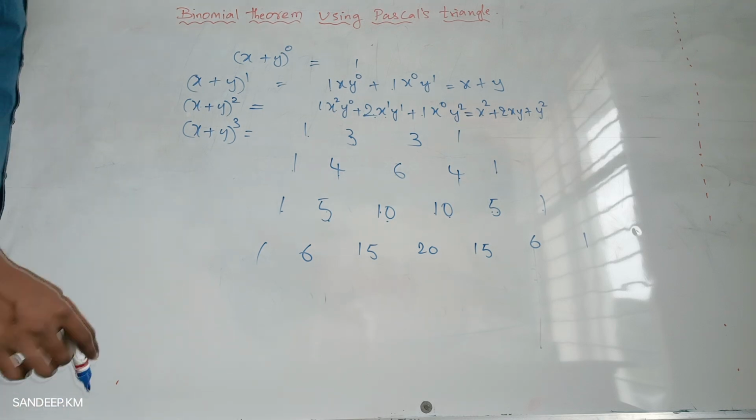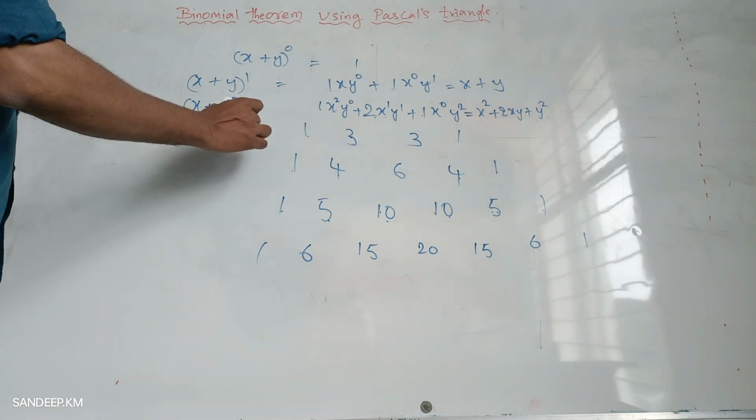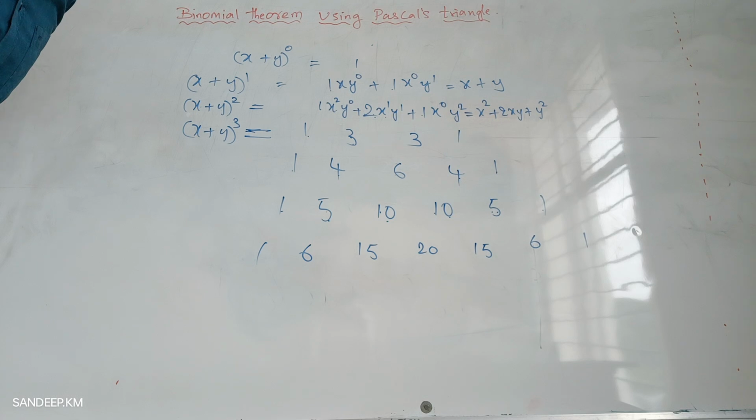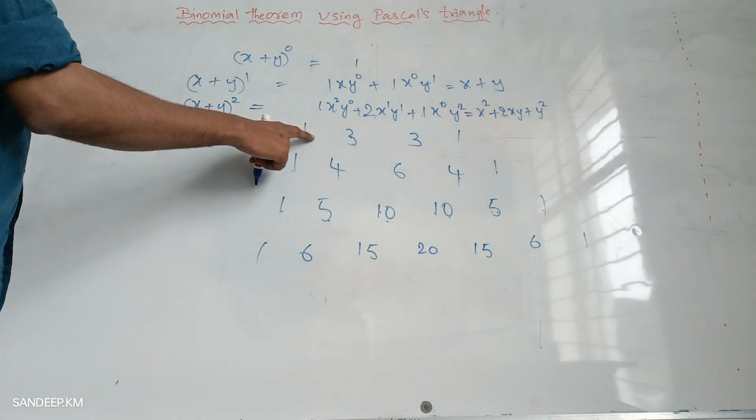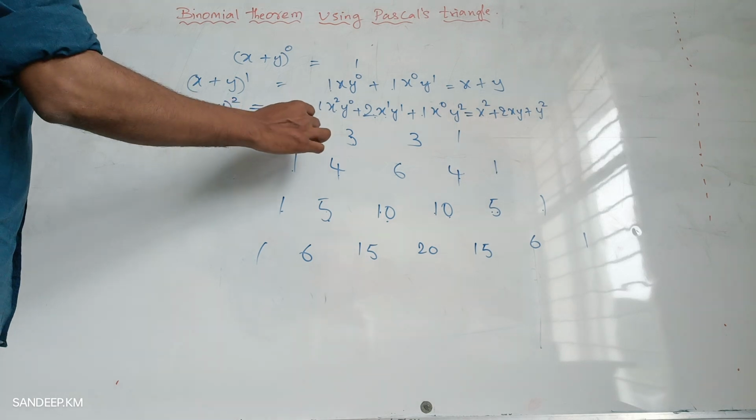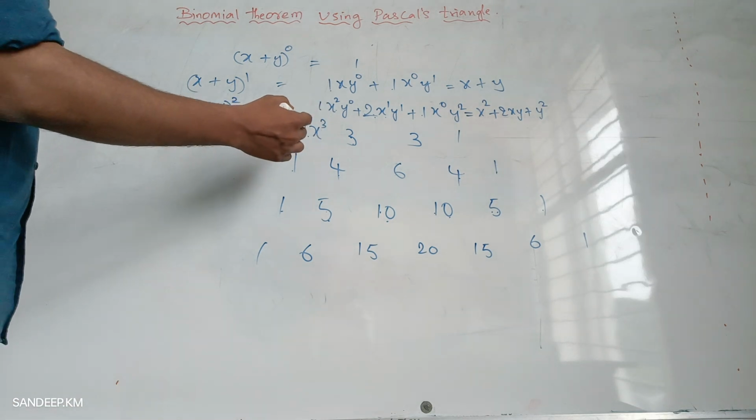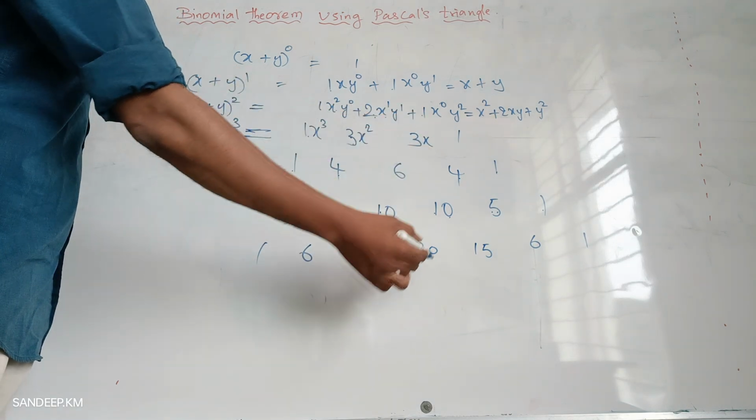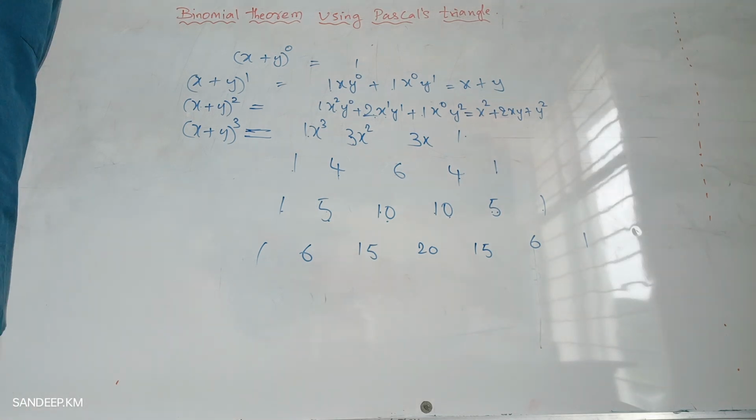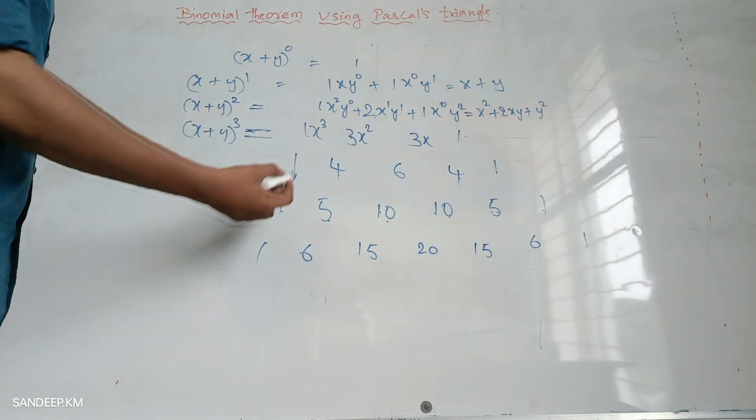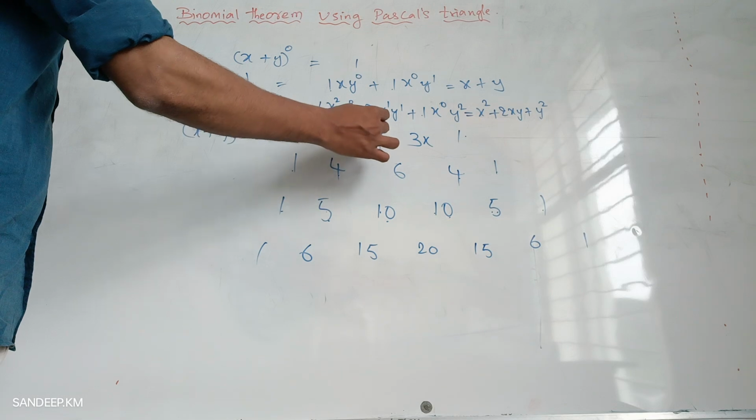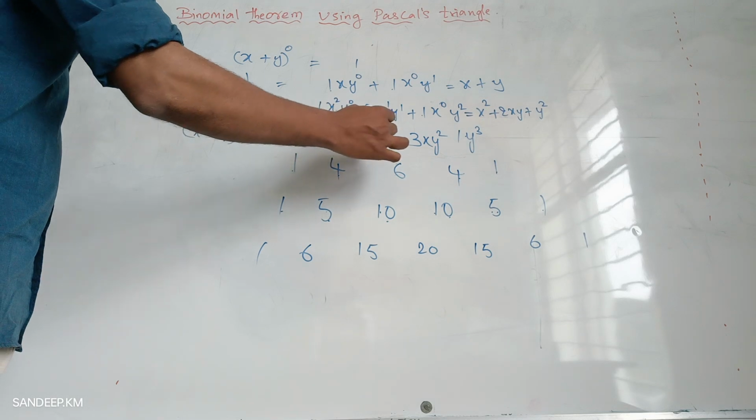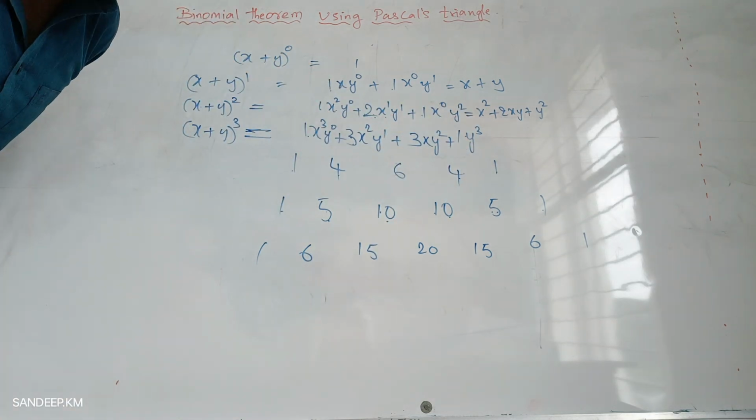Similarly, dear students, come to this. What is x plus y whole cube expansion? As I told you, there are totally 4 terms here. We will start with the highest power of x, which in the expansion is x cube. Then we should keep decreasing the powers of x. So in the second term it is x square, here x power 1 and here x power 0. Next we will start with y power 0 here, next y power 1, y square, and then y cube. Between the terms we will keep a plus sign.